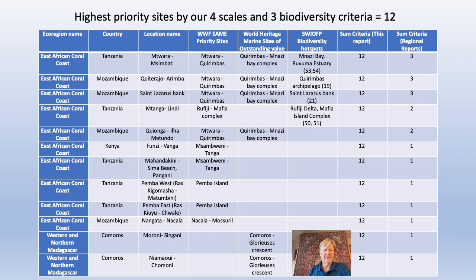Some of them are contained within the East African marine priority areas, also within the World Heritage, but at very large scales, and also some of them within the Southwest Indian Ocean Fisheries Project. But there are also a number that have not been identified previously.